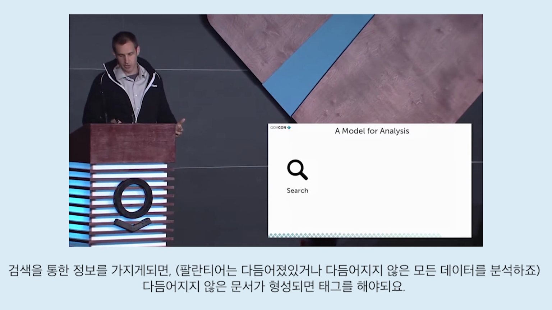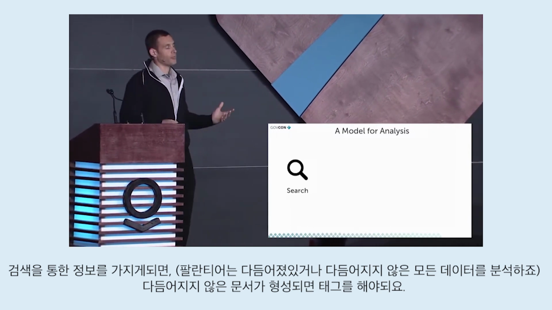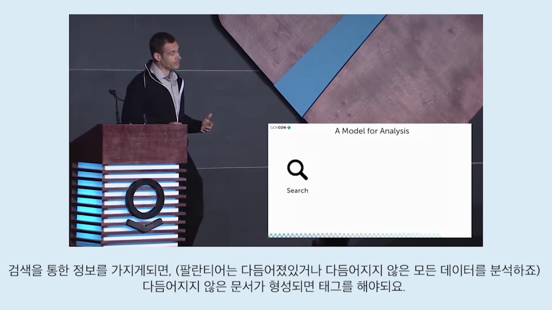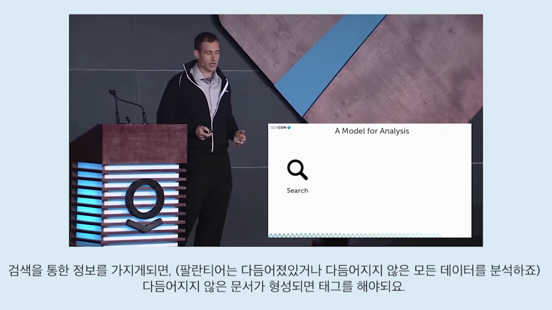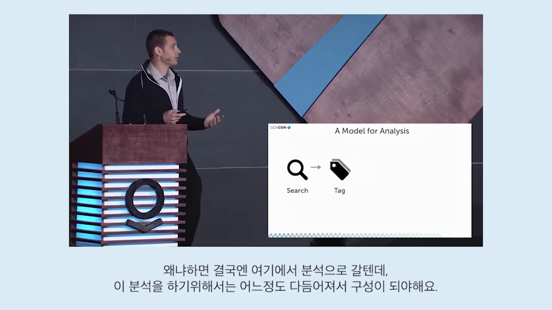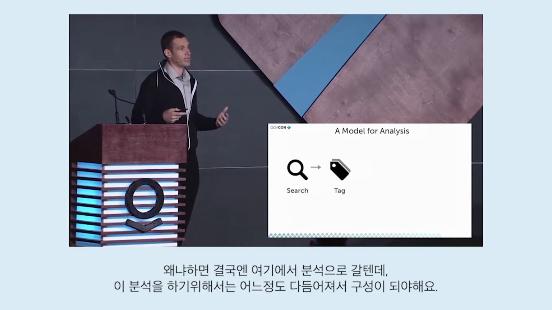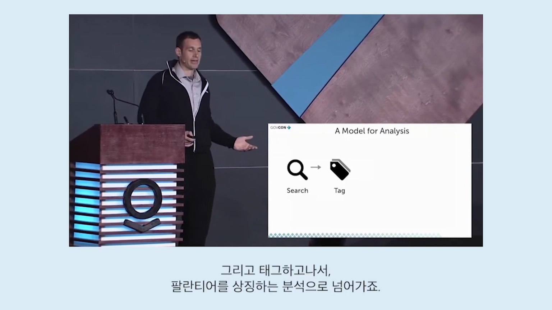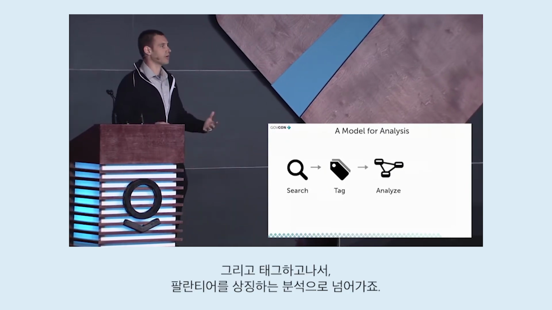Once you get that information, Palantir works with both structured and unstructured data, and if that data comes back in the form of an unstructured document, you're going to have to tag it, because ultimately we're going to get to analysis here, and we need some structure to the data to perform this analysis.